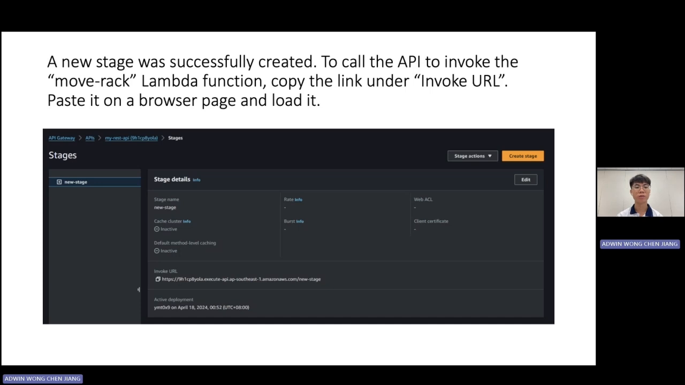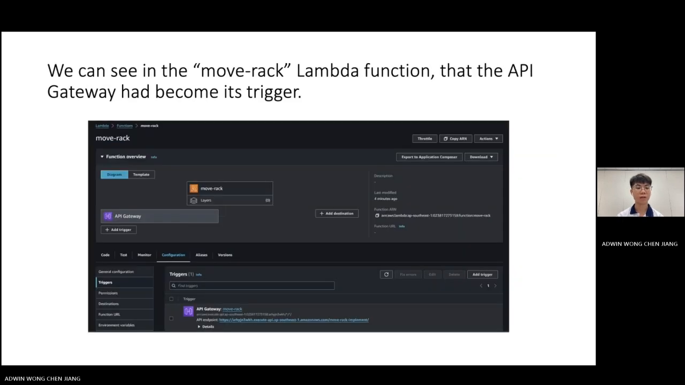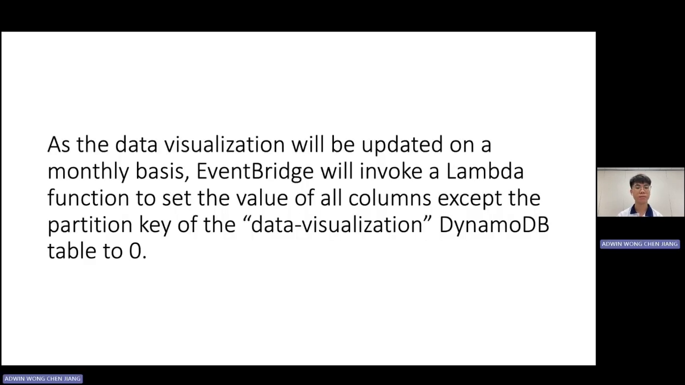To call the API to invoke the move rack Lambda function, we copy the invoke URL, paste it on the browser, and load it. So we can see now in the function, there is a trigger now.